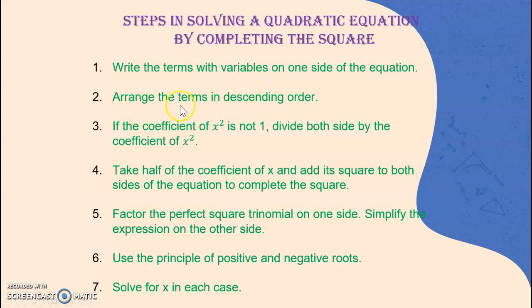Second, arrange the terms in descending order. Third, if the coefficient of x squared is not 1, divide both sides by the coefficient of x squared. Fourth, take half of the coefficient of x or the linear and add its square to both sides of the equation to complete the square. Factor the perfect square trinomial on one side. Simplify the expression on the other side as well.